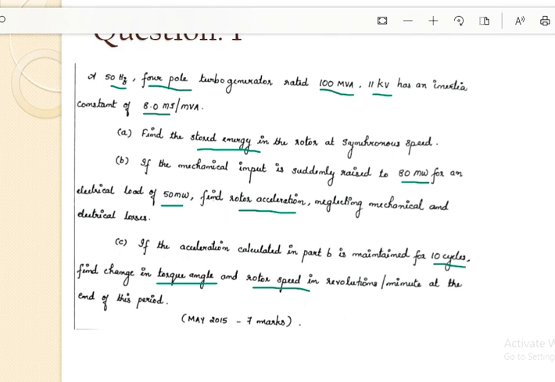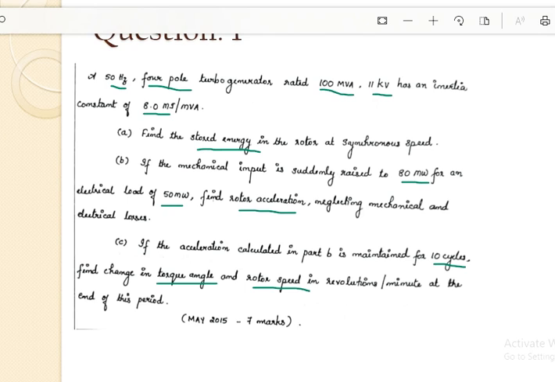Now here consider one question. It was asked in 2015, not in the current syllabus, but in the previous syllabus. The question is this: a 50 Hz 4-pole turbo generator rated 100 MVA 11 kV has an inertia constant of 8. Inertia constant means H. First question: find the stored energy in the rotor. Stored kinetic energy you are asked to calculate.